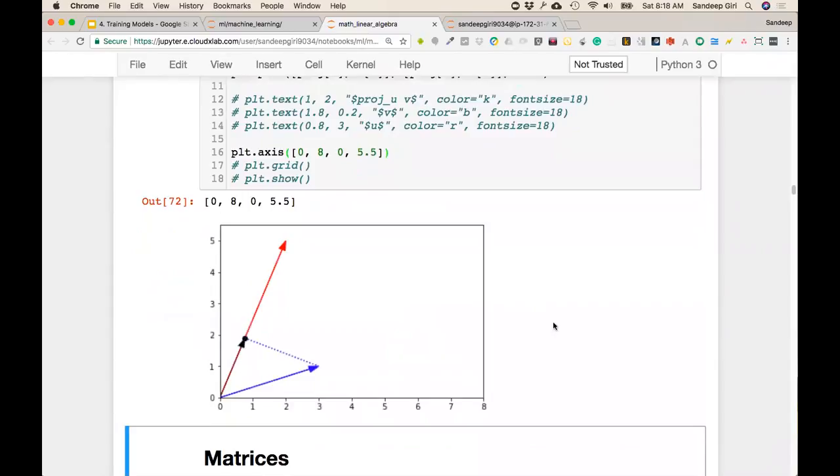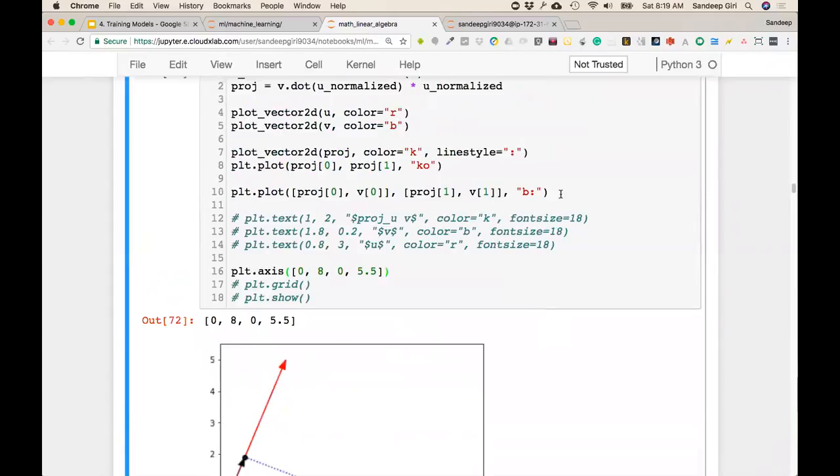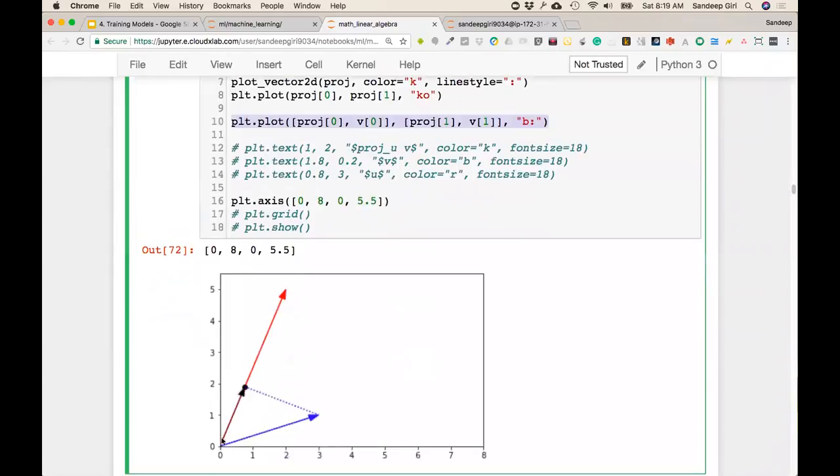Okay, so you can see that. Is it clear what it means by projection? This is the projection. The black one, that's what we are drawing here. So this is the projection of this onto this.